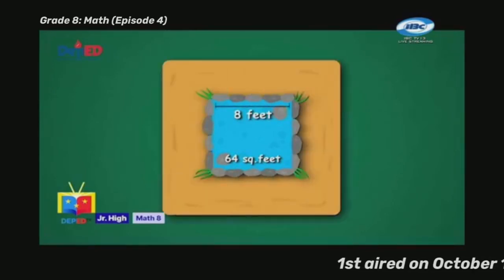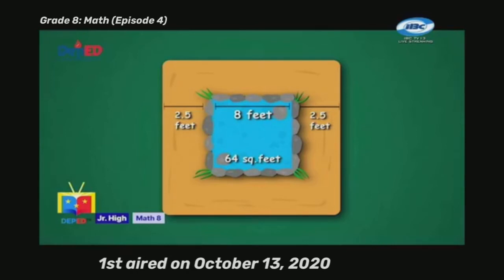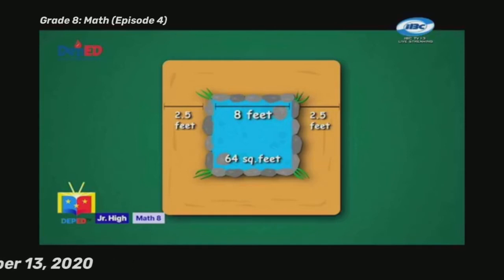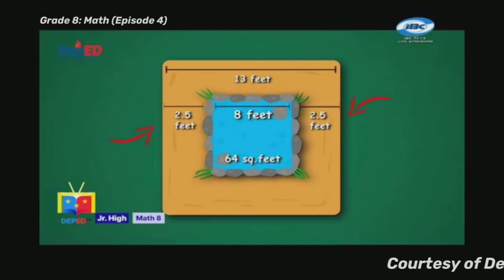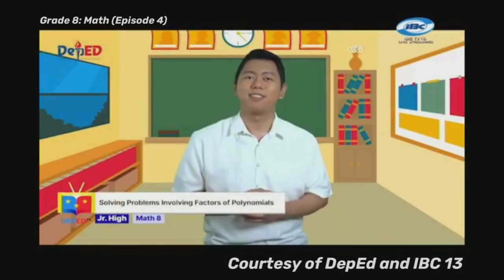Now, we want to have a walkway around the pond that is 2.5 feet wide. Observe that we made a bigger square. If the side of the smaller square is 8 feet, how long is the walkway in each side? We add 2.5 feet to the left and another 2.5 feet to the right, and we will get a total length of 13 feet. We just need the area of the walkway, so we do not need to cover the pond.